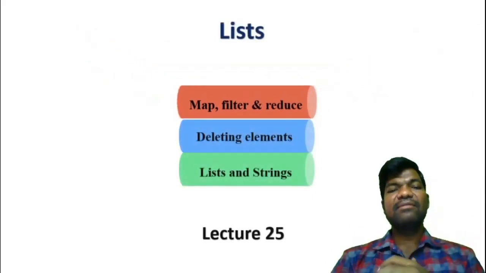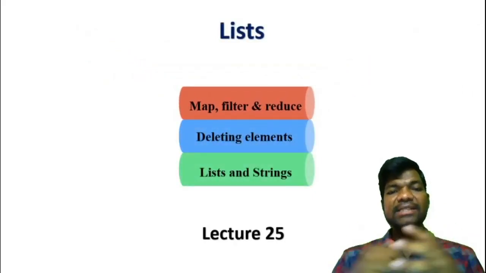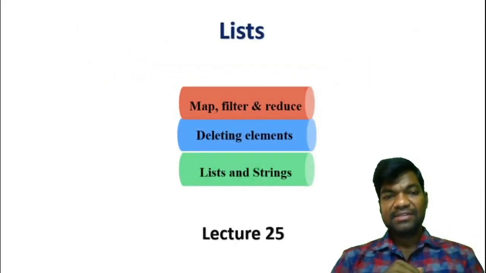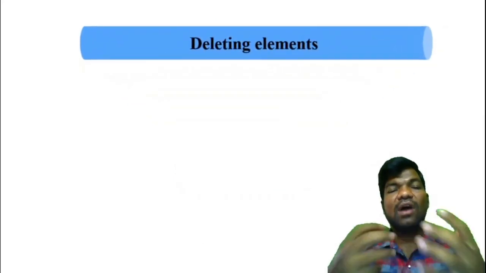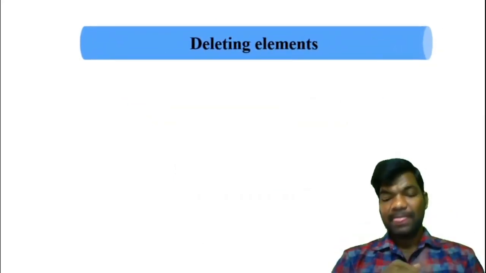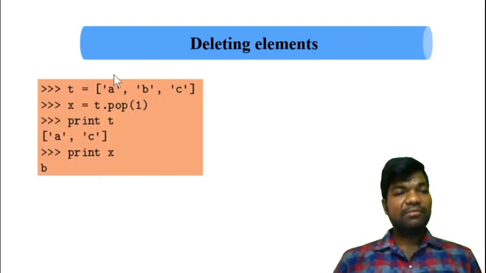That's the map, filter and reduce. Next, coming to deleting elements. So how to delete elements from the list? Check the example here.